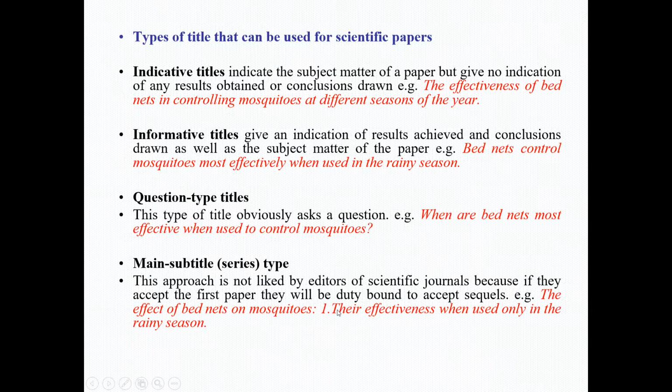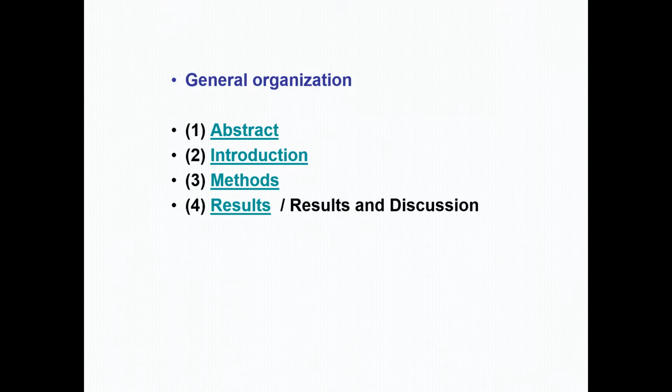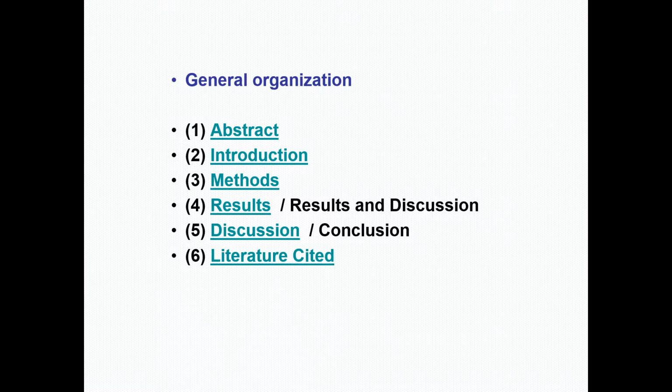You know that the journal organization, as we mentioned at the start of the lecture, consists of abstract, introduction, methods, results or results and discussion, or some journals have a separate discussion or conclusions, and then at the end we have the literature cited.